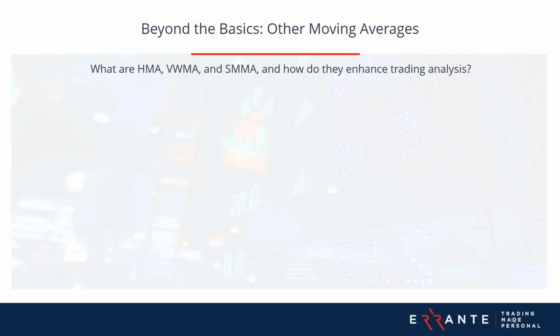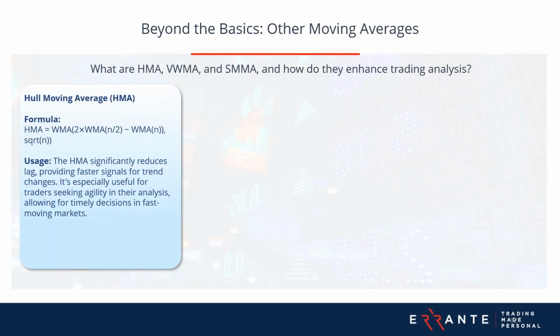In our exploration of moving averages, we have covered the commonly used types like the SMA, EMA, and WMA. However, the world of trading analytics offers even more specialized tools with unique formulas and optimal conditions for use. Let's dive into three such moving averages: the Hull moving average, the HMA, the volume weighted moving average, and the smoothed moving average. Each of these indicators is tailored to provide unique insights into market behavior, equipped with specific formulas that enhance their analysis. Let's start with HMA.